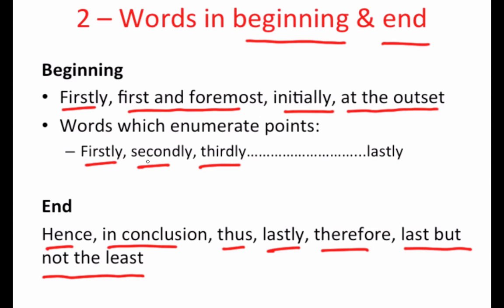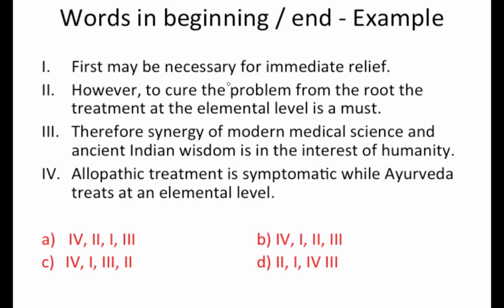Let us look at an example in this case. So here we have: First may be necessary for immediate relief. So this first here is not for the beginning of the paragraph. First may be necessary for immediate relief. So this is enumerating something. This is saying that out of the 5 things maybe which are given, first one is necessary. So this statement which is given, this will follow something which had listed down a few things.